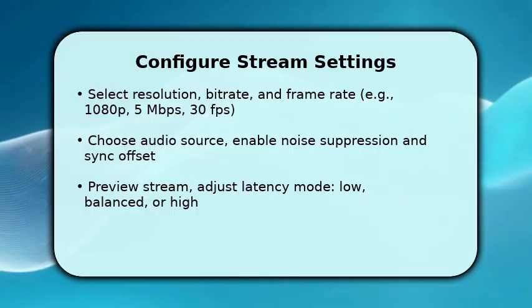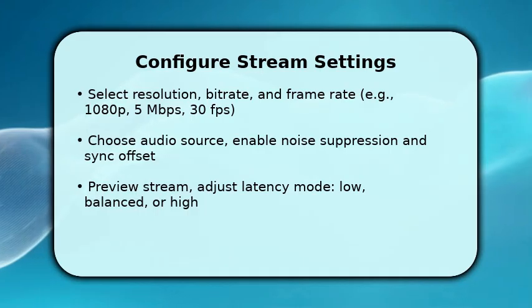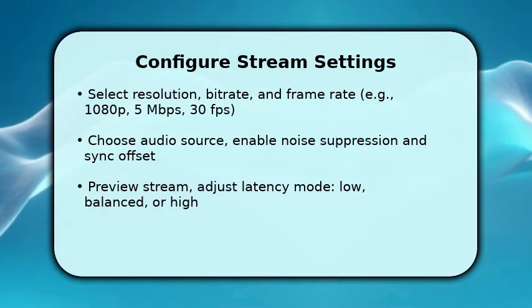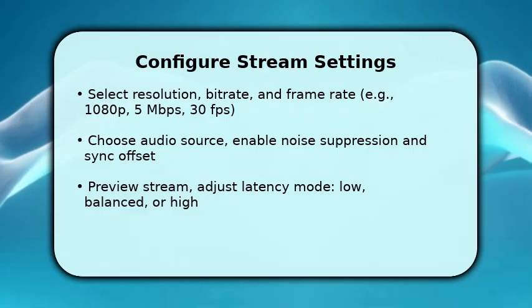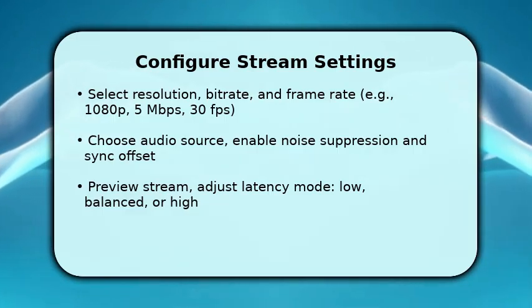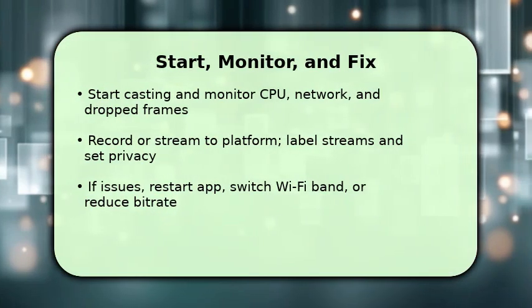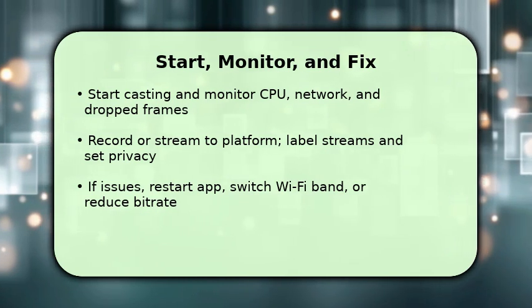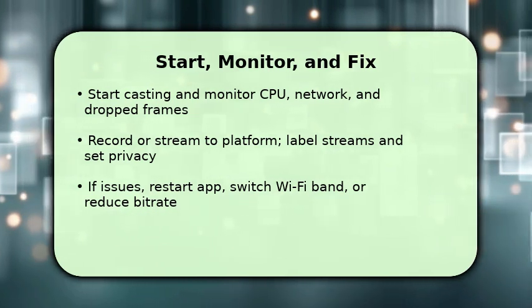Next, preview the stream on the target device and test playback for 10-20 seconds. If you see stutter, lower bitrate or change the latency mode to balanced. Make adjustments iteratively until video and audio are in sync. You can now start casting or recording, monitor CPU, network throughput, and dropped frame indicators to ensure stability.